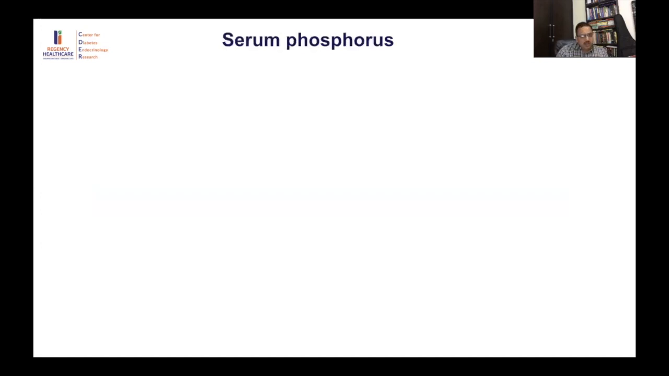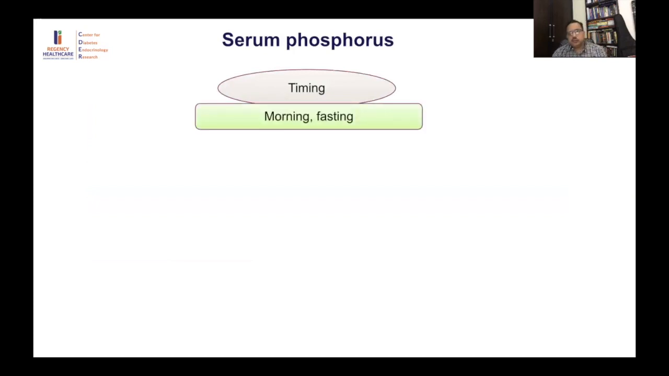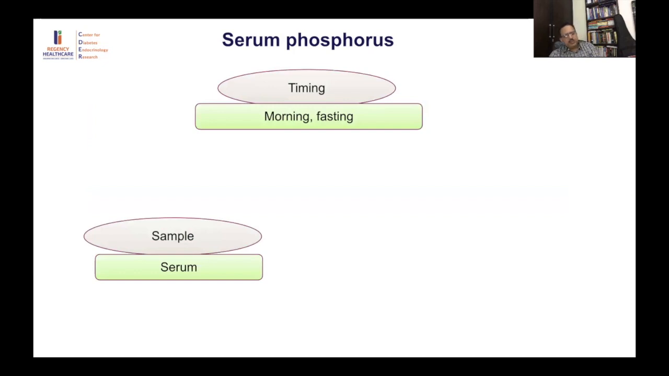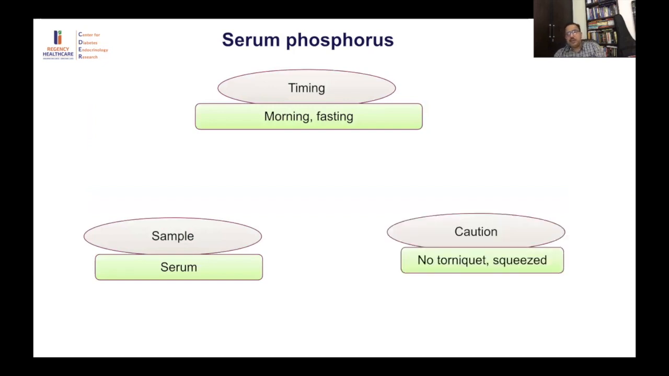Phosphorus levels are extremely important and are most affected by dietary intake. So they should be done in the morning in a fasting state. The sample should be a serum sample. Again, we need to be careful that it is not a squeeze sample, because phosphorus, like potassium and magnesium, is intracellular. Therefore, we can have a release of phosphorus and that could be a problem. It should not be a squeeze sample at all.